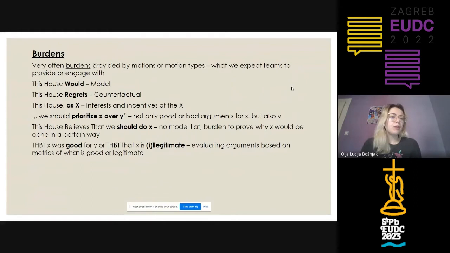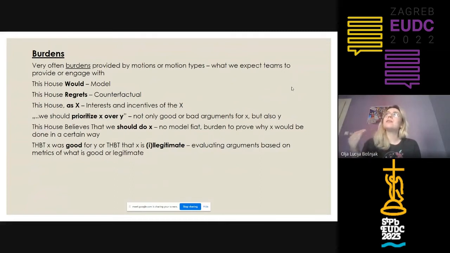Fourthly, we have "this house believes that we should prioritize X over Y." Again, there is some sort of burden: it's not enough for government to only prove why X is better than Y, but also vice versa, right? So what I wanted to say is that it's not only good or bad arguments for X, but also Y. I think there is also a double burden that every side has at any point, which covers all of these things.